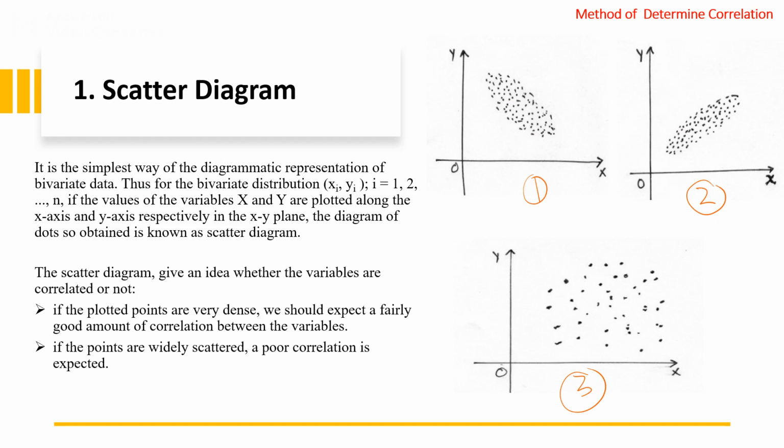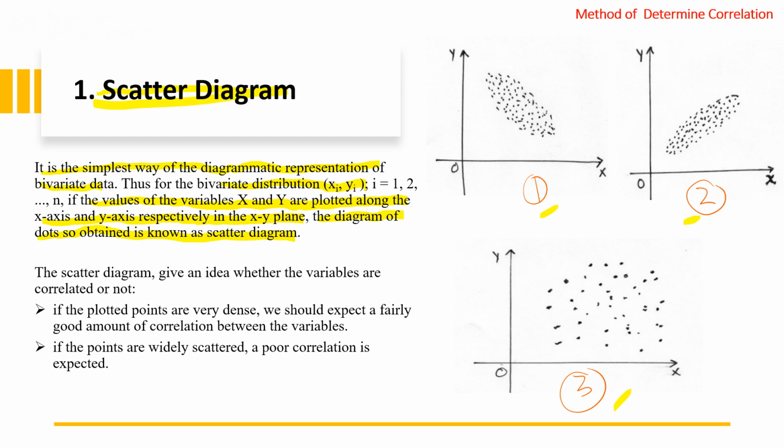Now, the methods of determining correlation. The first one is the scatter diagram. It is the simplest way of the diagrammatic representation of bivariate data. Suppose the bivariate data is (xi, yi). If the values of the variables x and y are plotted along the x-axis and y-axis respectively in the xy plane, the diagram of dots so obtained is known as a scatter diagram, which is shown in figures 1, 2, 3.